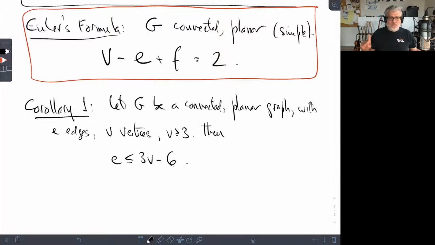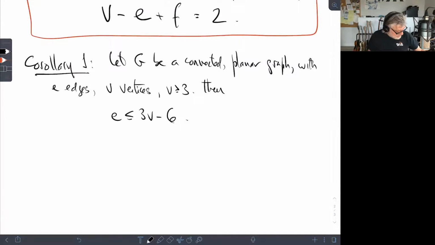But notice the difference with Euler's formula. Euler's formula involves the vertices, the edges, and the faces, right? To talk about faces, if I just show you a graph, you can't talk about faces because it's not a planar representation. You need a planar representation to talk about faces. This corollary, in fact, does not talk about faces at all. This is an inequality that you can verify for any graph, right? And if it doesn't hold, then you know your graph cannot be planar, okay? So this is a necessary condition for a graph to be planar.